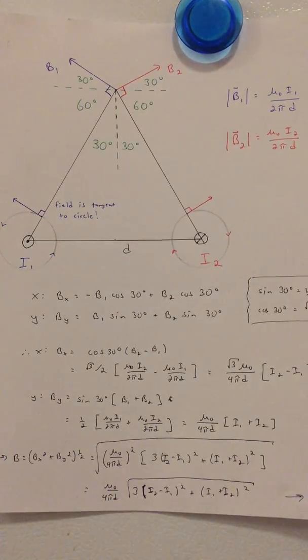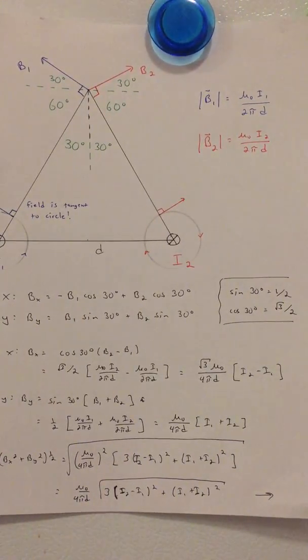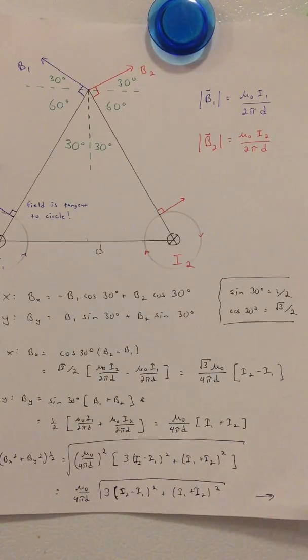I just reminded you and myself what the sine of 30 degrees and the cosine of 30 degrees are. Sine of 30 degrees is 1/2. Cosine of 30 degrees is √3/2. That's going to come in handy in just a second.